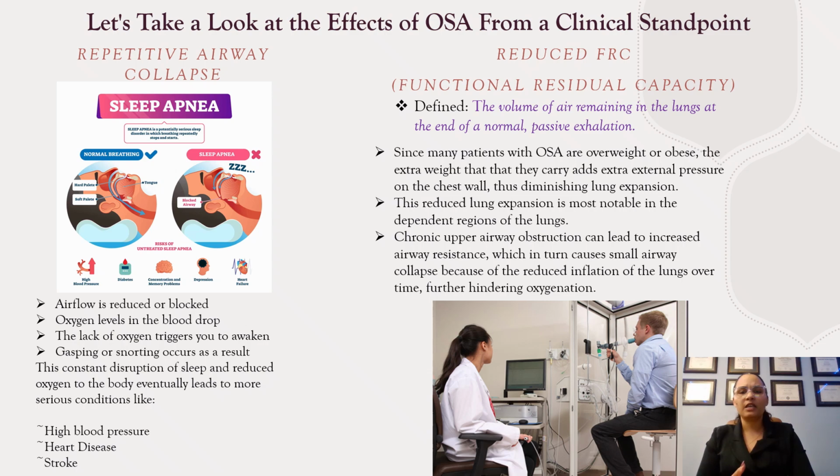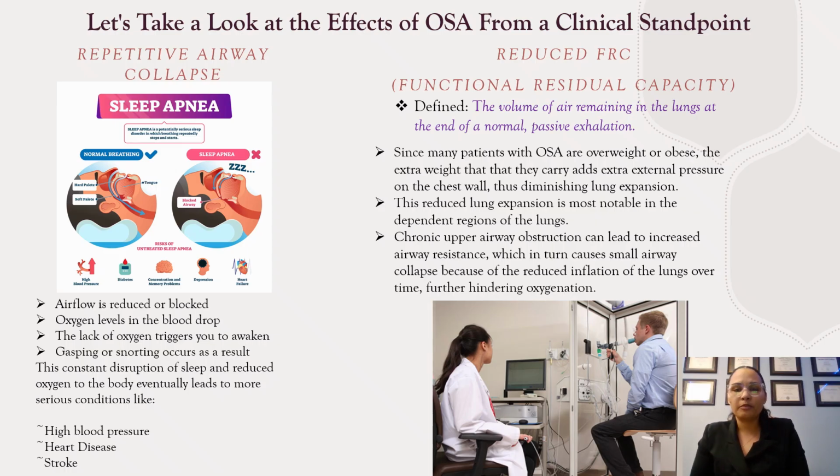And then speaking about reduced functional residual capacity, FRC, defined, is the volume of air remaining in the lungs at the end of a normal passive exhalation. Many patients who have OSA are overweight or obese. That extra weight tends to push from the abdomen against the chest wall, and that diminishes lung expansion in and of itself. And that reduced lung expansion is most notable in the dependent regions of the lung.